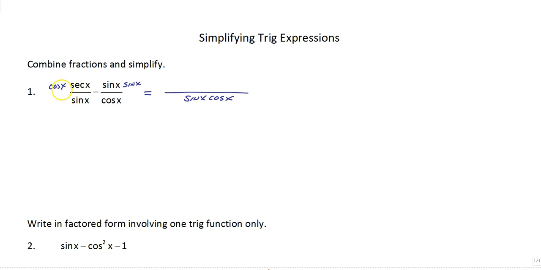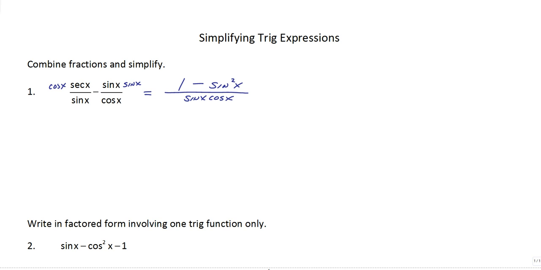And this side, cosine x times secant x is 1. Why is it 1? Because they're reciprocals. 2 times 1/2 is 1. So cosine times 1 over cosine is also 1. Minus sine x times sine x is sine squared x. First step, done. Now what can we do?